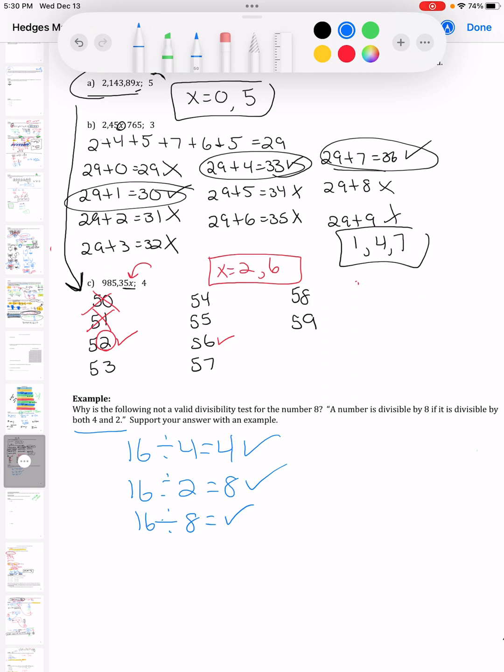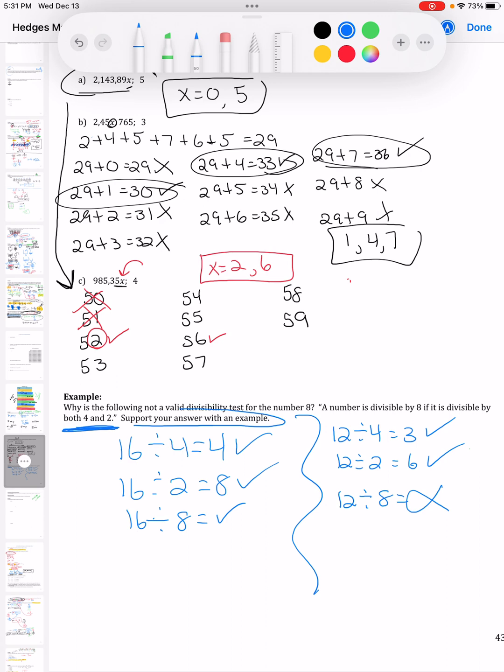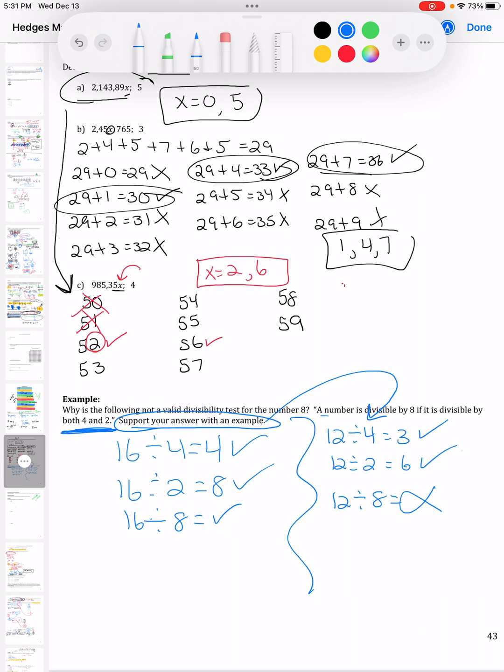So if I can find one number that is divisible by 4 and 2 and isn't by 8. So for instance, 12, right? 12 I can divide by 4 and I can divide by 2. But if I try to divide it by 8, that gives me a remainder, so it doesn't work. So this is a counterexample. It said support my answer with an example. I did that right there. This is why the rule doesn't work. It works sometimes, but I can find one example where it doesn't work. There are other examples as well, like you could use the number 20, for instance. There are lots of examples, in fact, infinitely many, but I just had to find one example where this rule stated up here, a number is divisible by 8 if it's divisible by 4 and 2, does not work.